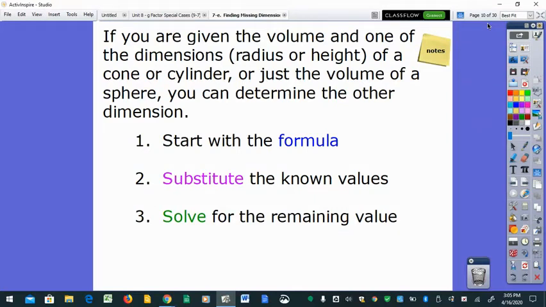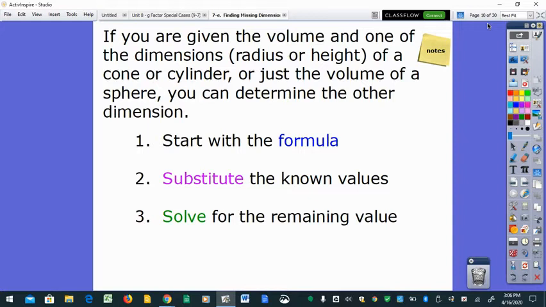Okay, today we're going to continue with our discussion about finding a missing dimension in a volume formula. Just like we did in our last video, where we were given the volume and a cone or cylinder's radius and had to find the height, today we're again given the volume, but this time we're given the height in the cone and cylinder and look for the radius. Or we're given the volume in a sphere and again look for the radius.